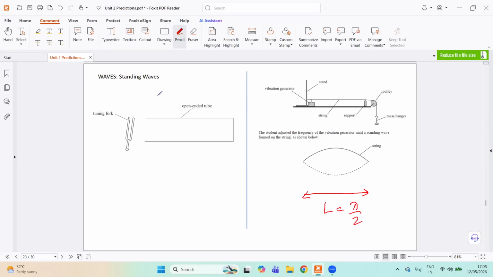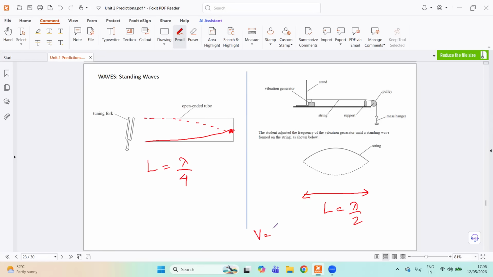But for closed-ended tubes, sorry, if one end is open and one end is closed, for these, always remember, at the open end, there is an antinode, and at the closed end, there is a node over here. And if you look at this shape, here, the length is equal to not lambda by 2, this is lambda by 4. Okay. And again, when it comes to questions like this equation is also very common.